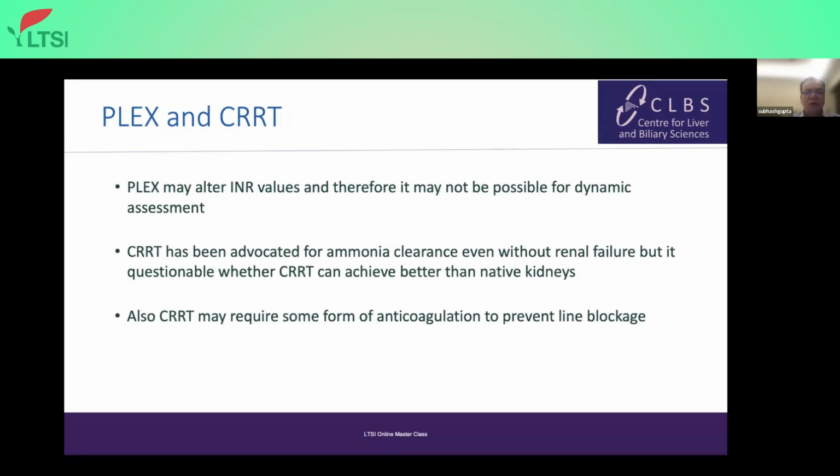And also, one must remember that once you introduce CRRT, just to reduce ammonia, you will have to use anticoagulation to prevent line blockage. This becomes particularly important in young children. And if you use citrate, you can end up having a failure of the liver to convert this to bicarbonate. Next slide.